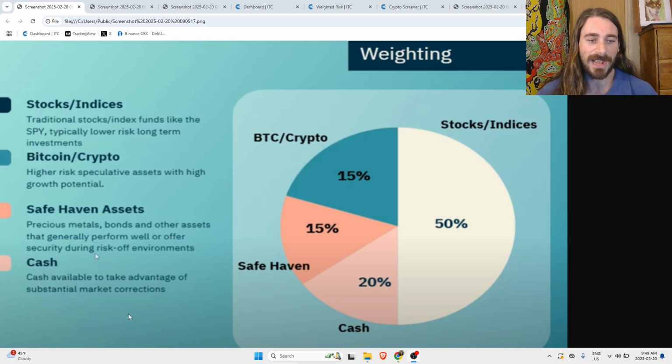And then cash. Having a cash position aside to take advantage of any substantial market dips is important, because if we find ourselves in a recessionary period where we get a substantial stock market correction, you're going to want to be able to take advantage of that as best as you can. So just maintaining a cash position is pretty key in my opinion.